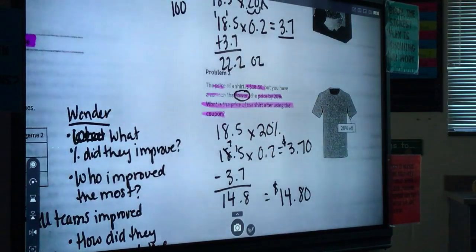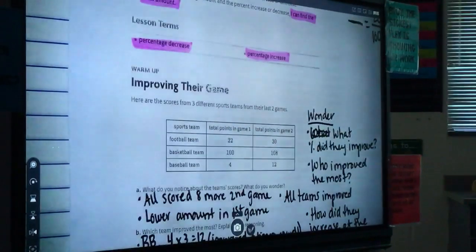So the important part of percents increasing and decreasing is knowing how to find your percent and knowing if you're going to increase it or decrease it. So those key words. Slide over to the first part where we have lesson terms. I want you to slide over there. So right over here, when we're talking about a percent decrease, what was a word that we used?